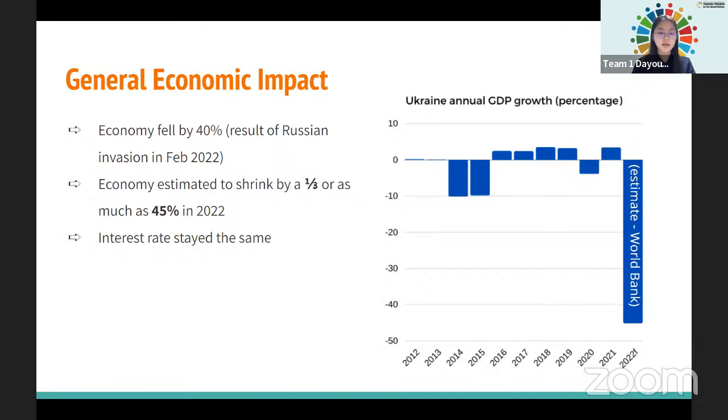Multiple institutions, such as the National Bank of Ukraine, the European Bank for Reconstruction and Development, and the IMF, predicted the economy to shrink by 1/3 in 2022, but the World Bank estimated its decrease as much as 45%, which accounts for almost half. However, the economy is expected to grow between 5% and 6% in 2023 to 2024. Additionally, while the war is a major cause of inflation, Ukraine's interest rate did not change much, maintaining at 25%.